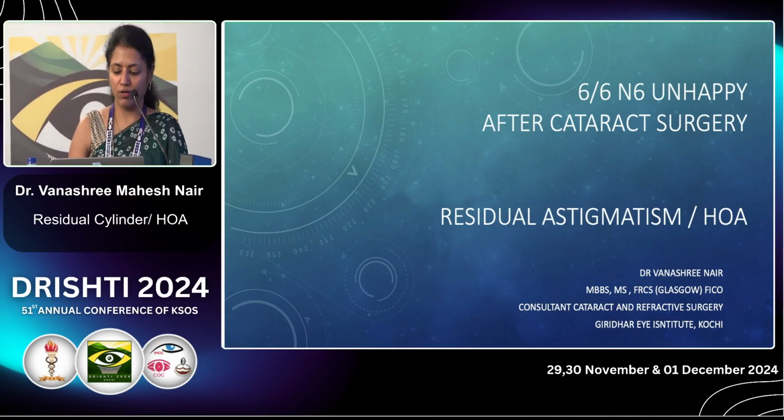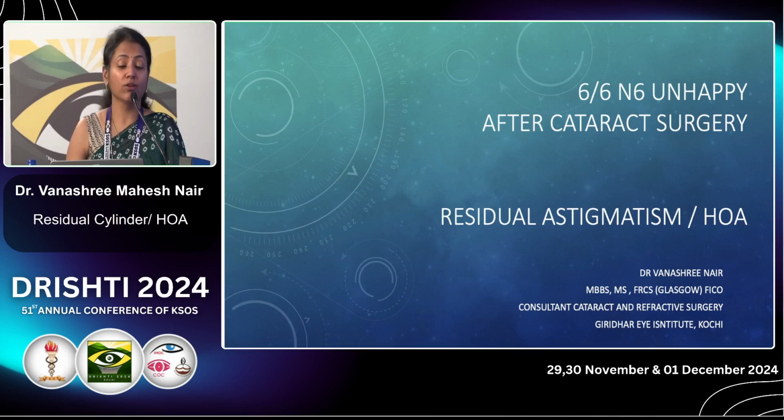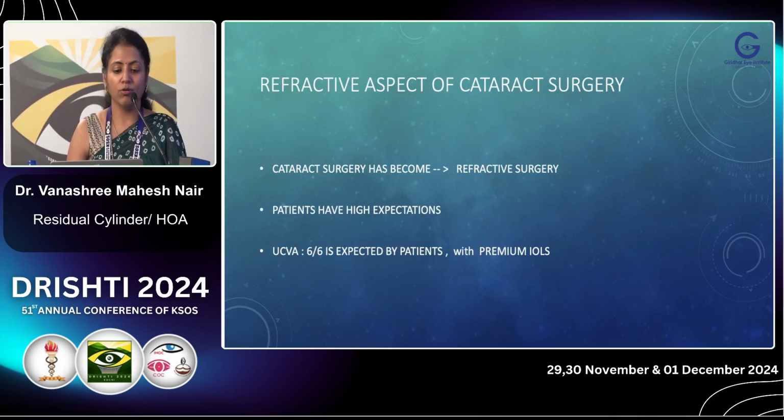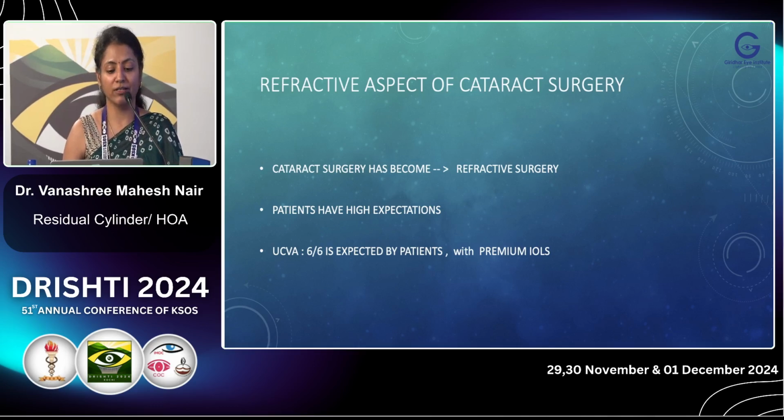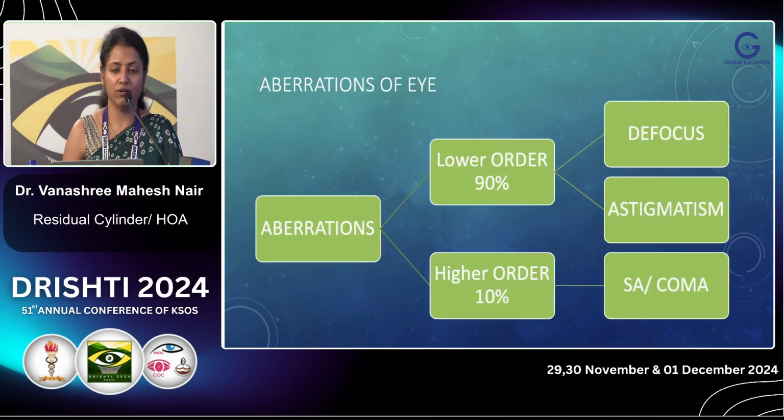So I'm talking about 6 and 6 unhappy patients because of residual astigmatism or higher order aberrations. As we all know, cataract surgery has now become a refractive surgery. Many of the patients, when they are taking premium IOLs, are expecting 6 unaided vision. And this is one of the reasons why they are unhappy if they are left with a residual cylinder or some higher order aberrations which are causing an irritation.